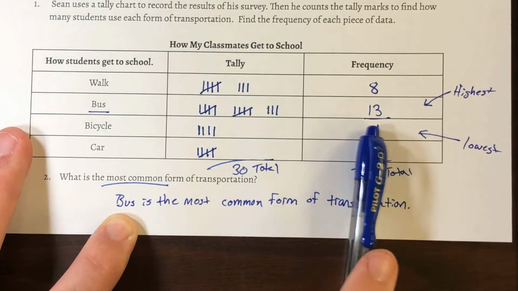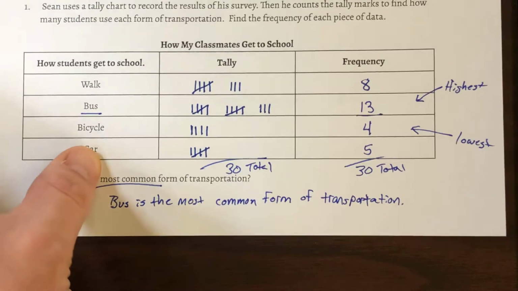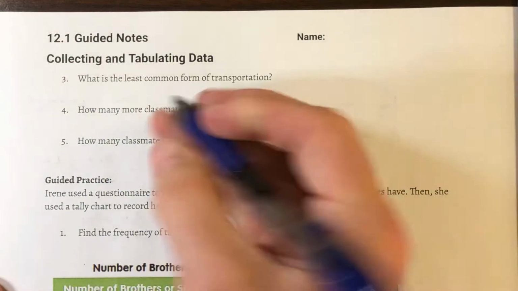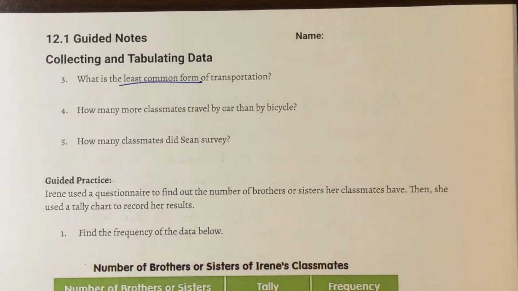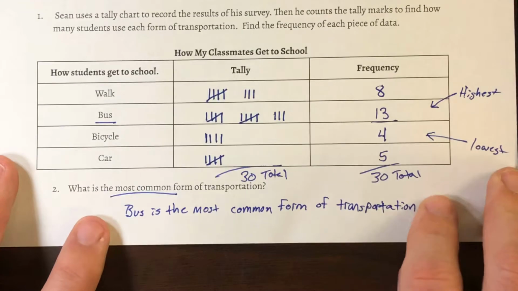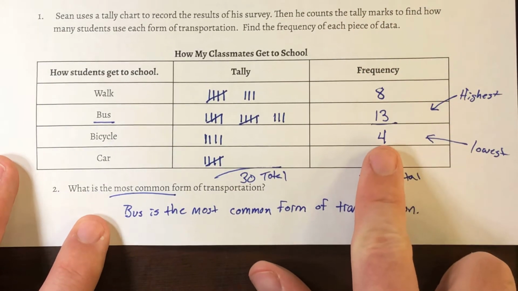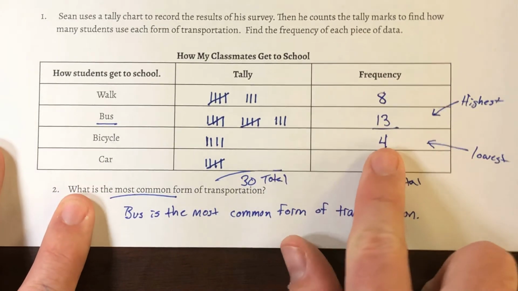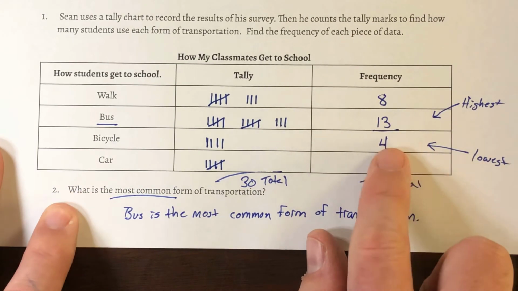Because it had the highest frequency. Our next question: What is the least common form of transportation? So I look for the lowest frequency. What happened the least? Again, frequency is how often something happened. So this didn't happen very often.